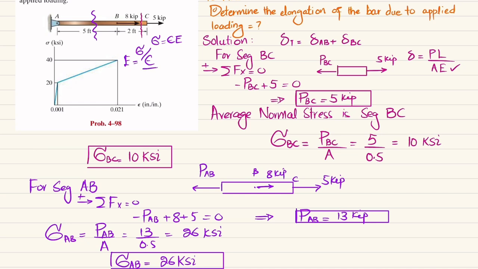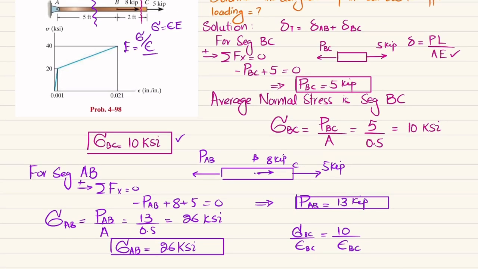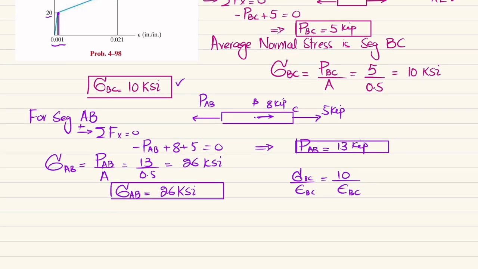For segment BC, we take sigma BC over epsilon BC, which will be equal to 10 divided by epsilon BC. And what if I take the ratio at this point? This is 20 sigma, and for this 20 sigma we have epsilon equal to 0.001. So we will take the ratio: 10 divided by epsilon BC will be equal to 20 divided by 0.001.